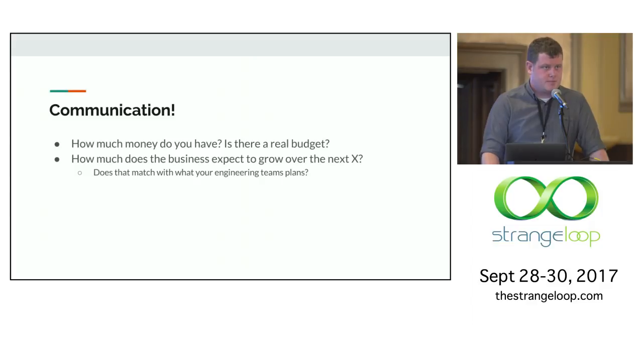The communication is basically, the first step is figuring out how much money you have. In some cases, you don't have a real budget. I've worked at places, like Google, where there's someone out there managing a budget, but your capacity planning, for the most part, is not there yet.